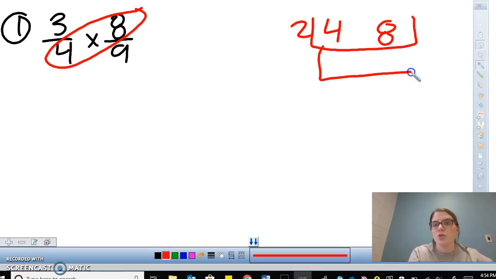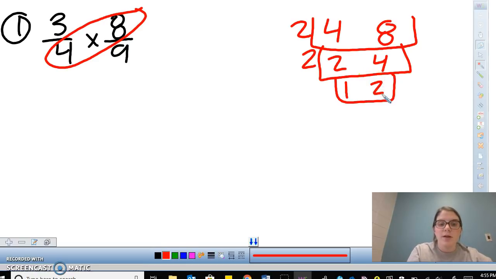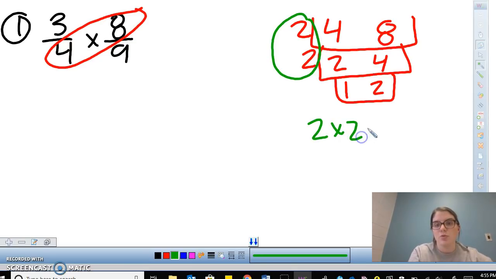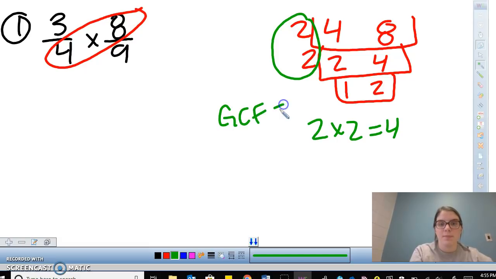Well, what's 4 divided by 2? 2. And what's 8 divided by 2? 4. All right, well, am I done? Can something else come out? Yeah, another 2. All right, well, what's 2 divided by 2? 1. And what's 4 divided by 2? 2. So then I'm going to take these two numbers that I'm left with and multiply them together. So 2 times 2 equals 4. So my greatest common factor, my GCF, is 4.